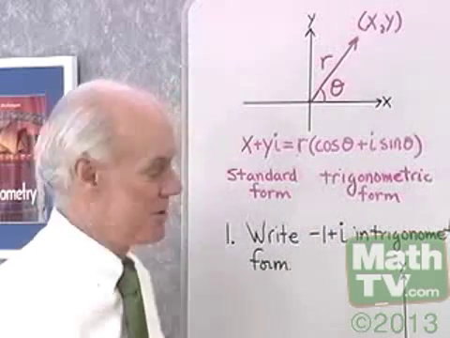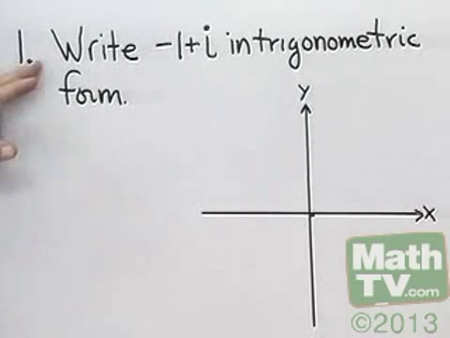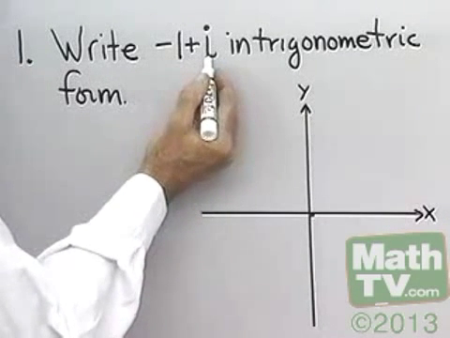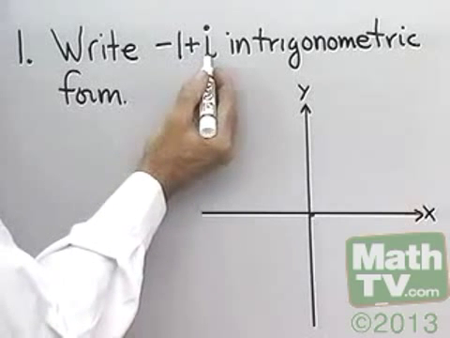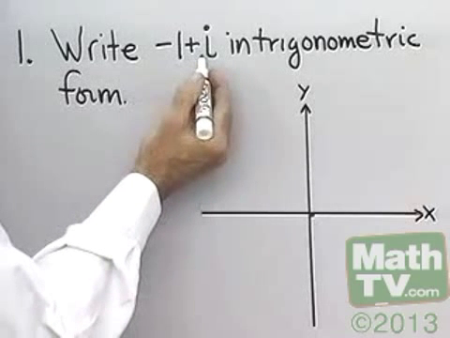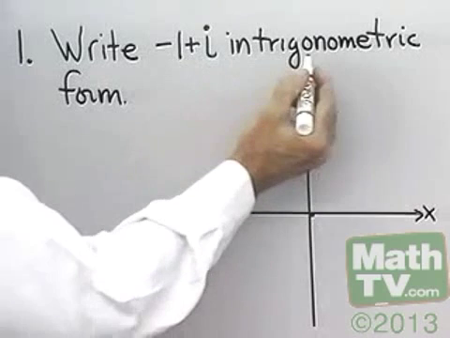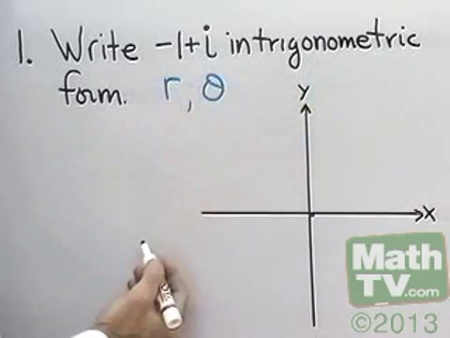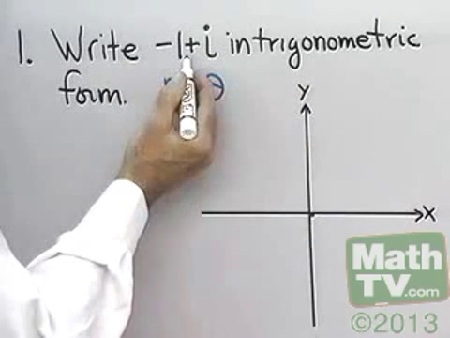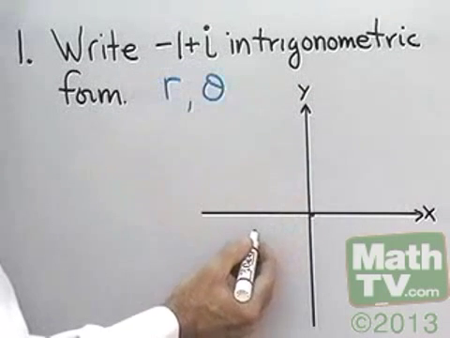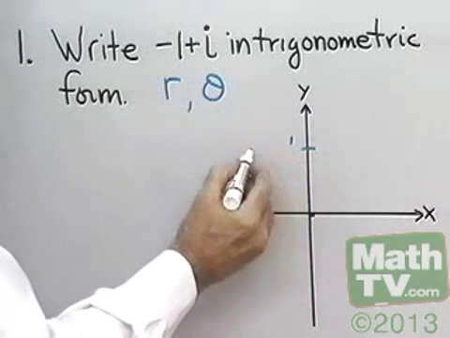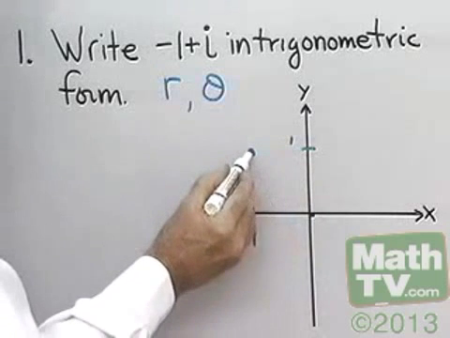Let's try one of these problems. Here I've written, write -1 plus i in trigonometric form. So I have x plus 1 times i, so it's -1 plus 1 times i. I have the real part and the imaginary part in standard form. I want to write it in trigonometric form, so what I need is r, and I also need theta. So let's graph this complex number, -1 plus i, and see if we can make it easy on ourselves. I'll make this -1. This will be 1. So I'll go out to this point right here.